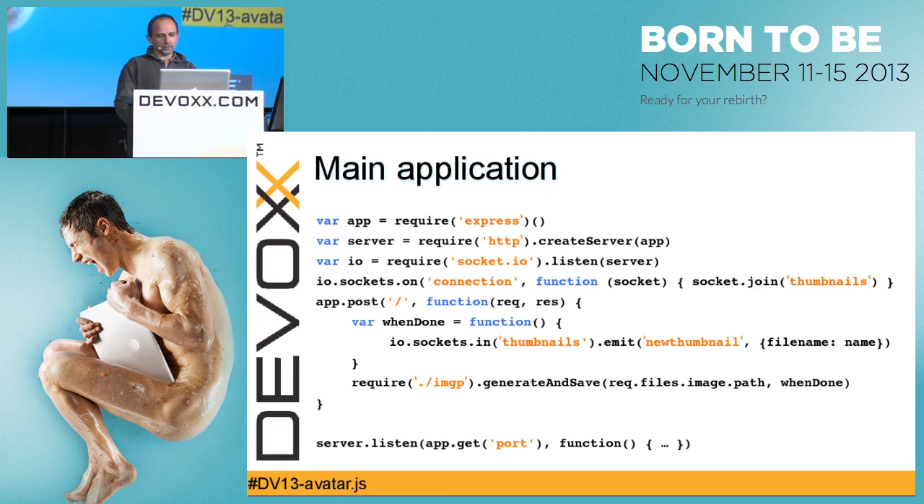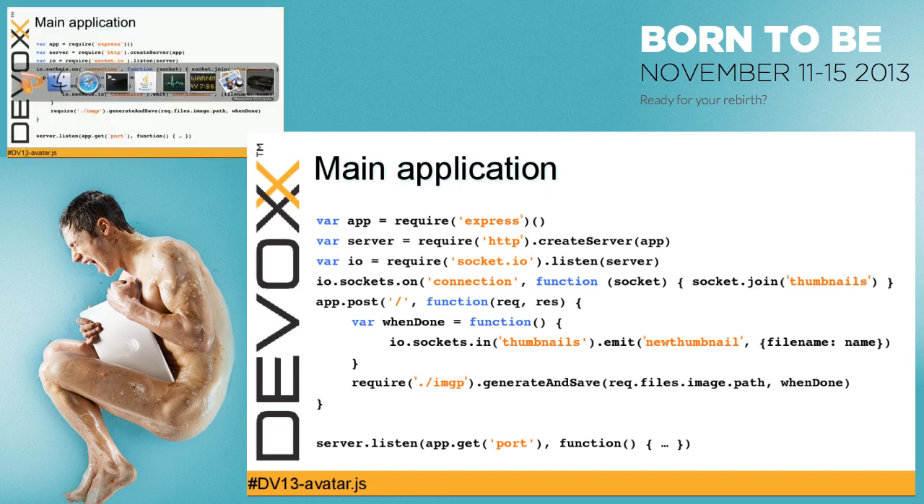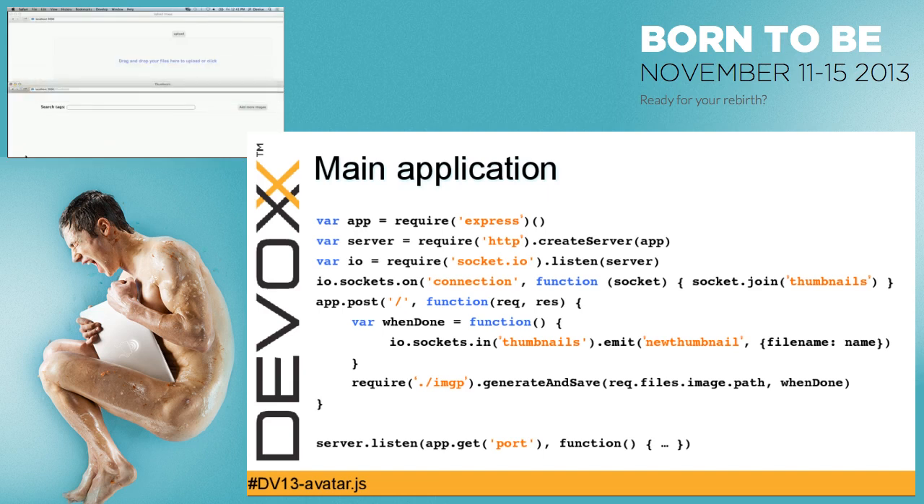Okay, so ideally we should be multiple people, and so on this I am going to use two windows on the same machine. With this one, I'm going to upload images, and on this one, this is the list of thumbnails that are generated. So I'm simulating two clients in a way.